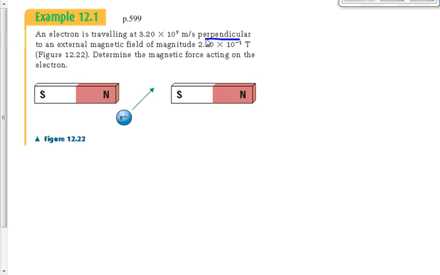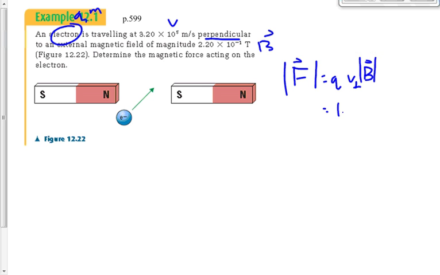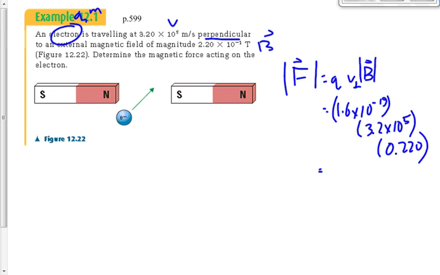We know that equation is valid. We know this is the speed. We know this is the magnetic field. It's an electron, so we know the charge. We know the mass of the electron. Let's find the value of that magnetic force. QVB. It's 1.6 times 10 to the minus 19 coulombs times the speed of 3.2 times 10 to the positive 5 meters per second times the magnetic field of 0.220. So we get 1.13 times 10 to the negative 14 newtons.